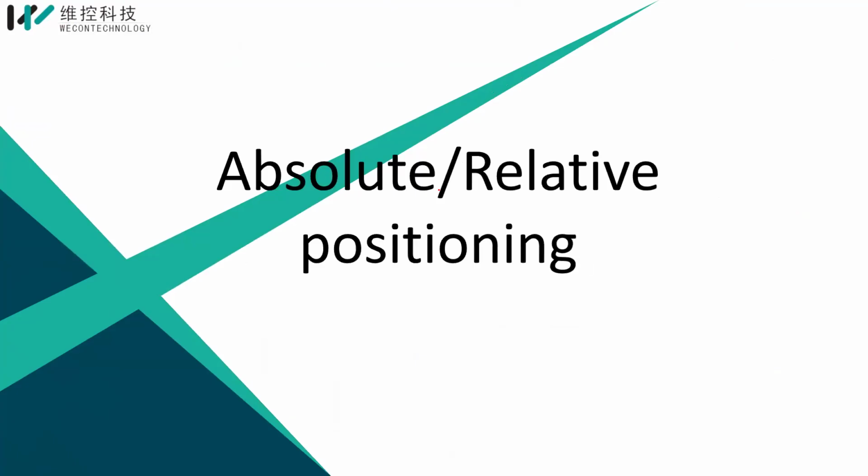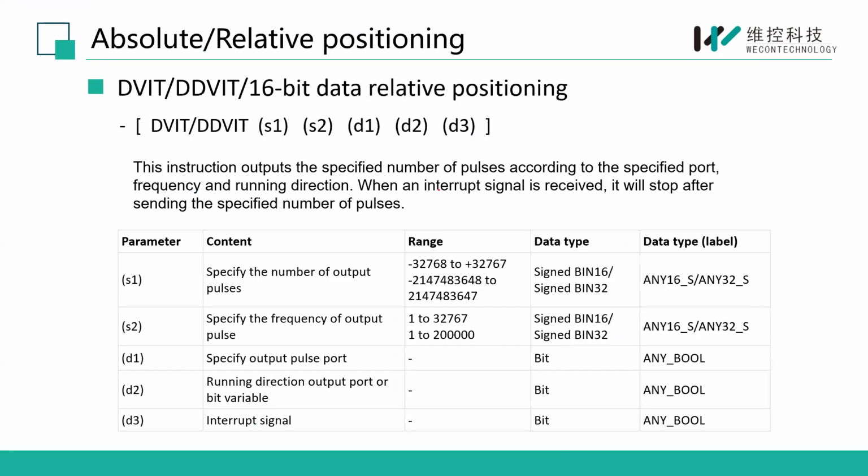About part two, absolute or relative positioning. The first instruction is DVIT and DDVIT. D means the big range, the 32-bit data type.